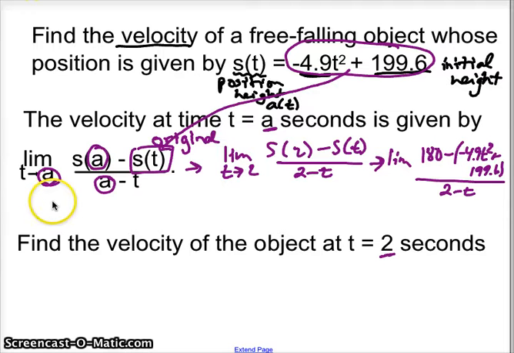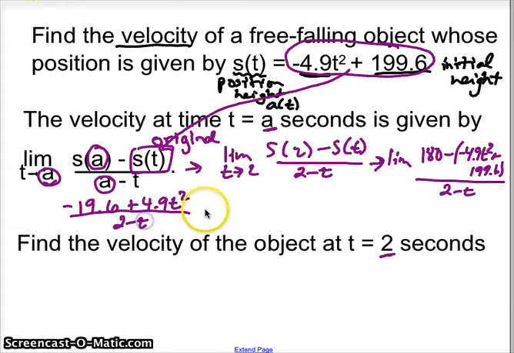So I have 180 minus that whole quantity, which means I'm going to do 180 minus each thing. So 180 minus 199.6 is negative 19.6. And then minus the negative 4.9 is plus 4.9 t squared, all over 2 minus t. If I do direct substitution right now with that 2, I still have a 0 in the denominator. So that leads me to believe I should do something more with the numerator. Probably factor, so I can cancel out that denominator.